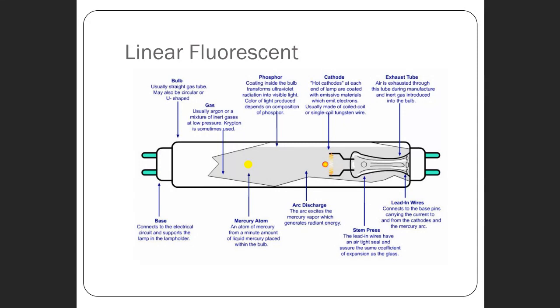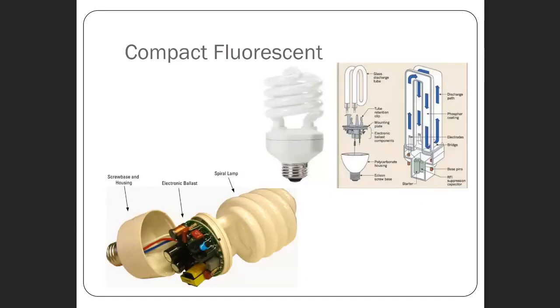And again, we are passing a current through a gas, and the ionization of that gas causes the coating on the inside of the tube to glow, producing the light output. We also have this type of fluorescent lamp. It's called a compact fluorescent. In this case, the bulb and the ballast is built into one unit.